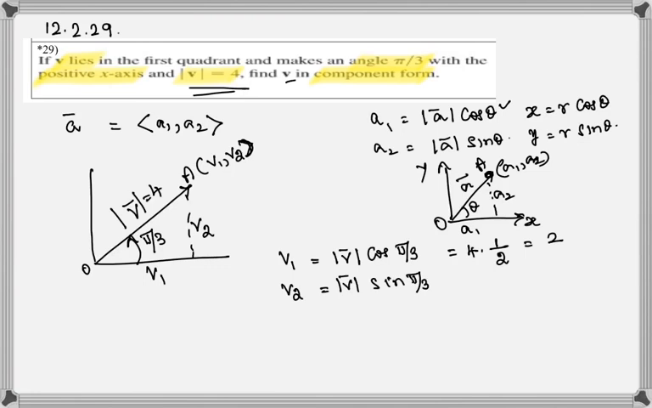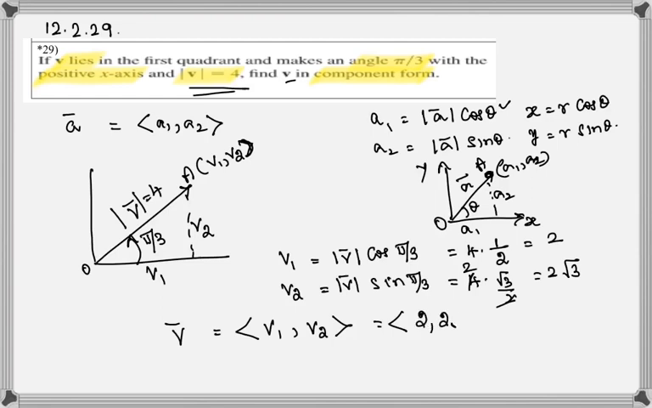Same way we can find out, this will be 4 times sine of pi by 3, which is sine 60, which is root 3 over 2. So that will be 2 root 3 if you simplify. So vector v written in component form, which we call v1, v2 in the angle brackets, x component is 2, y component is 2 root 3.